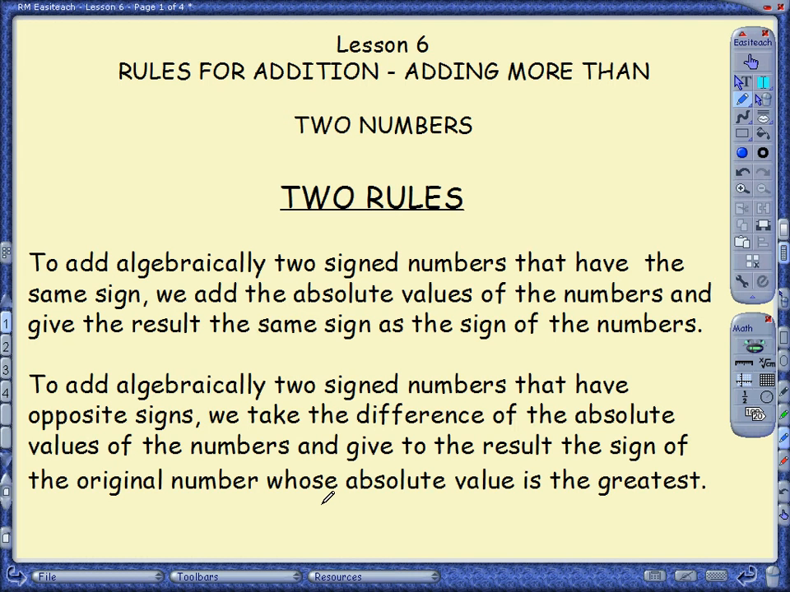In Lesson 6, we're going to learn the rules for addition. We're going to reiterate them. And we're going to learn how to add more than two numbers.